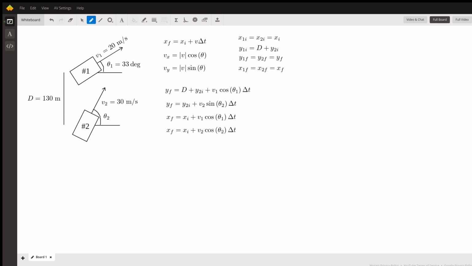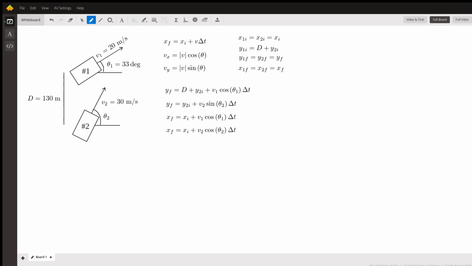car number 1. So it's good to draw out a diagram of what the problem is talking about. Here we have two cars, car number 1 and car number 2, as these rectangles. You can see that car number 1 is going 20 meters per second, 33 degrees north of east. If east is straight to the right, north is going upward, so this angle is going north of east. Then we've got car number 2 at another angle, theta 2. We don't know what that is; we're going to solve for it. And then v2 equals 30 meters per second in that direction.